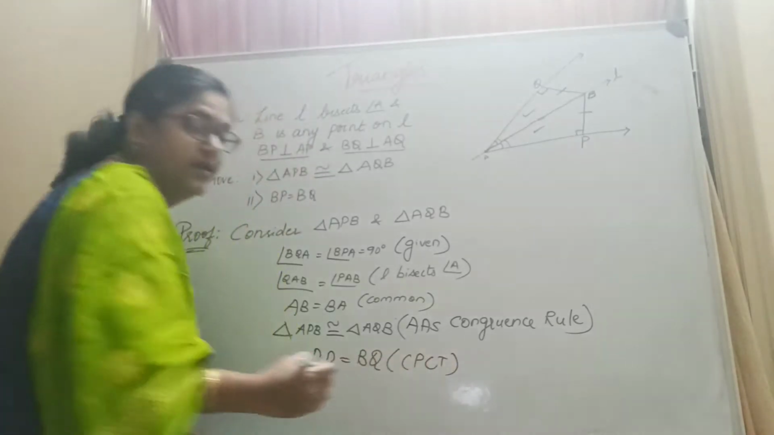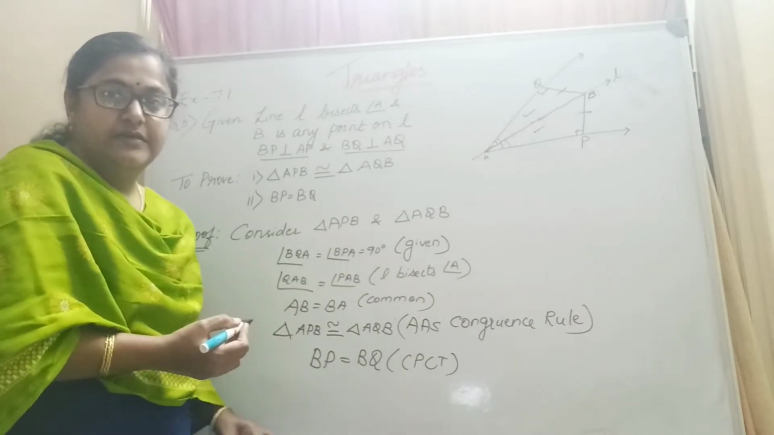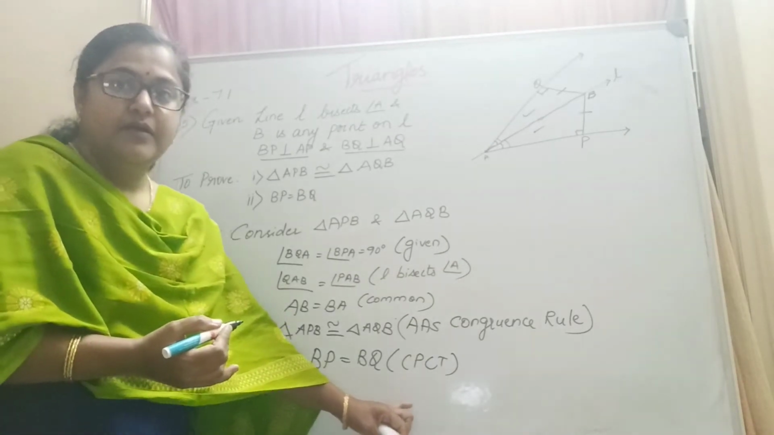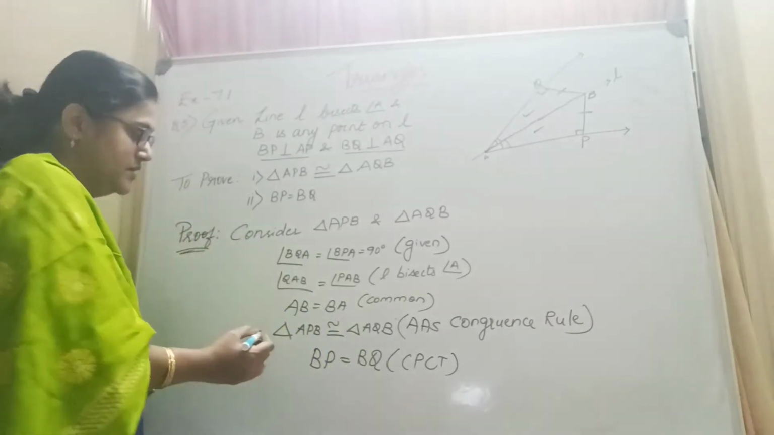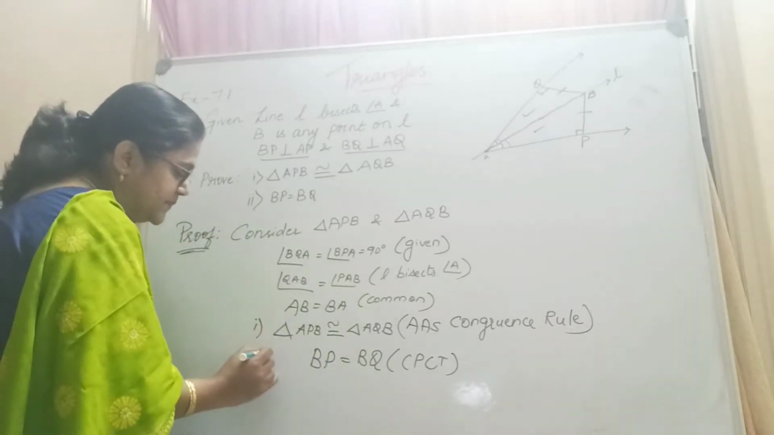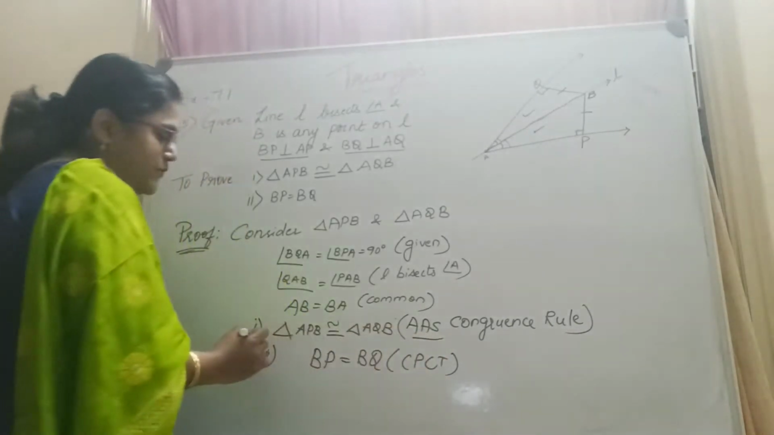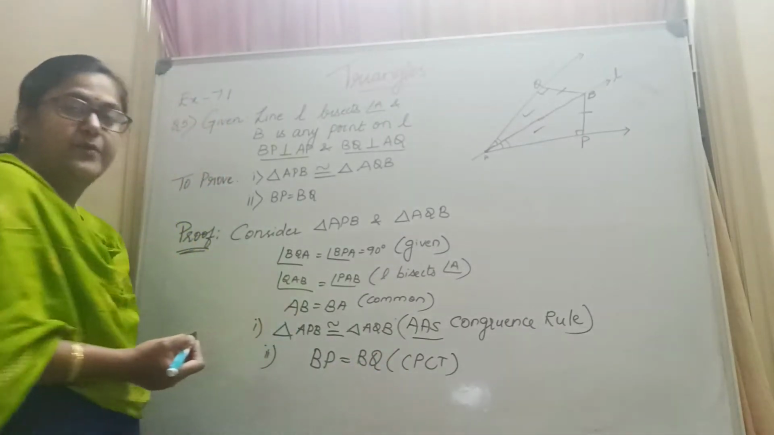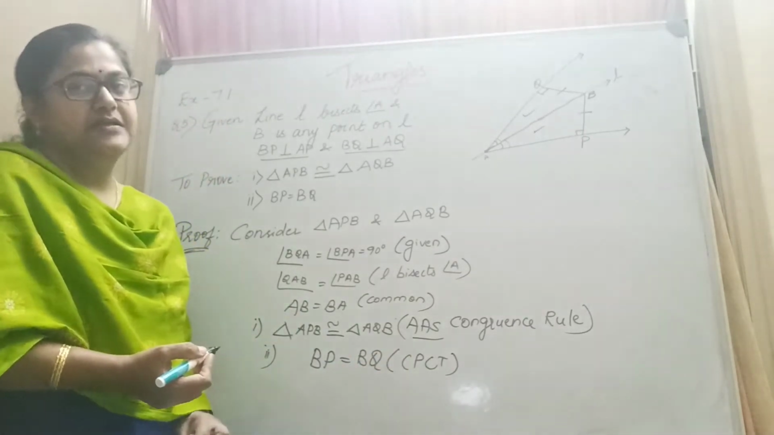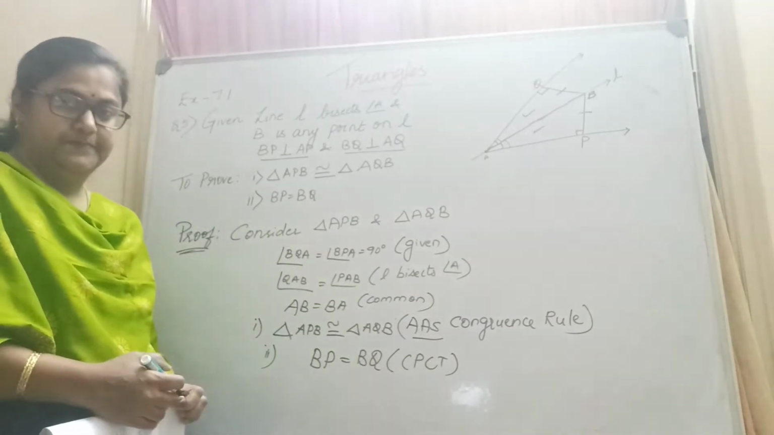Reason is very important in geometry. I told you, CPCT is corresponding parts of congruent triangles. So according to that, I have proved the first part and the second part. By AAS congruence, I have proved the first part, and from that it implies that BP is equal to BQ, that is by CPCT. Hope you understood this solution.